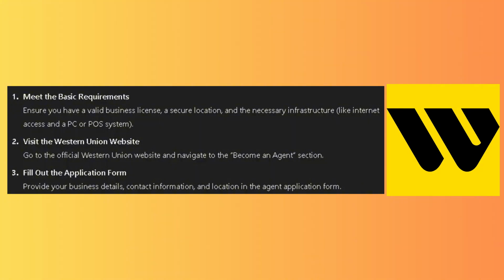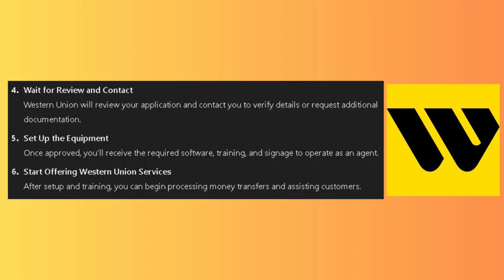Visit the Western Union website. Go to the official Western Union website, then navigate to the Become an Agent section. Fill out the application form. Provide your business details, contact information, and the location in your agent application form. Wait for review and contact. Western Union will review your application and contact you, verifying details, and may request additional information or documentation.